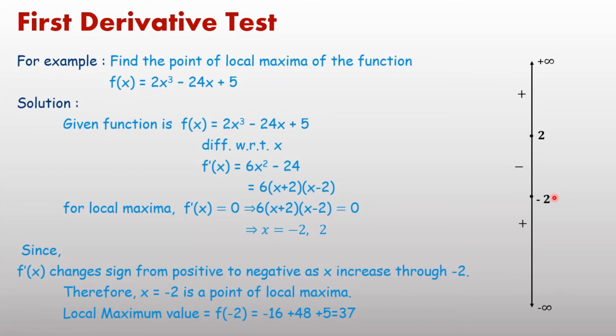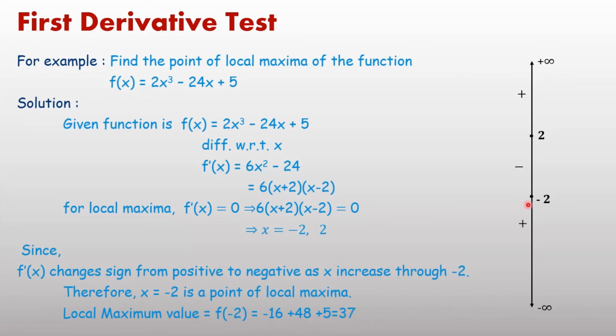And for the local maxima value of the function, in the function put x equal to minus 2. In place of x write minus 2: 2 into minus 2 whole cube minus 24 into minus 2 plus 5, and after solving we are getting 37. The maximum value of the function is 37 at x equal to minus 2.